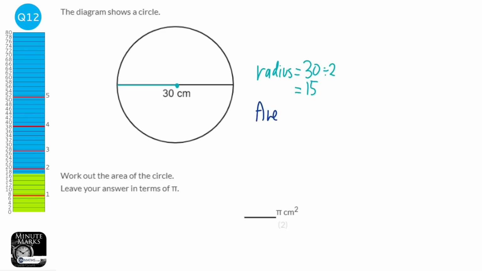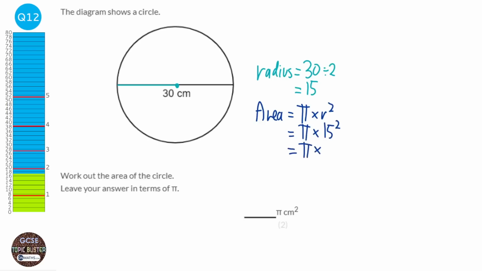So the formula for the area is pi times r squared, or pi r squared. If we know the radius is 15, it will be 15 squared. 15 squared is 225. And the way we write this is we put the number first and then we just put pi after it when it asks us to leave it in terms of pi. So it would be 225 pi.